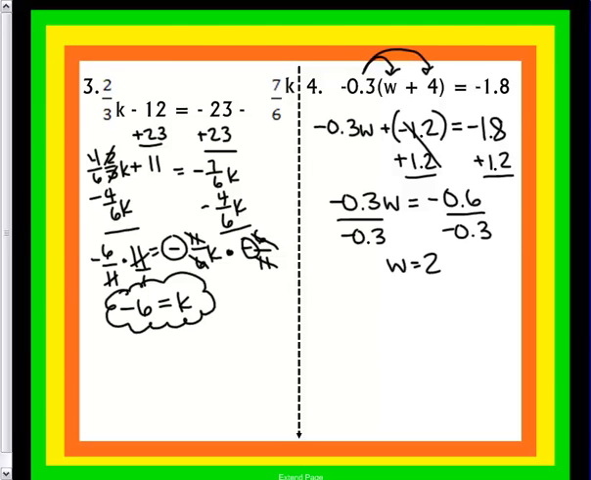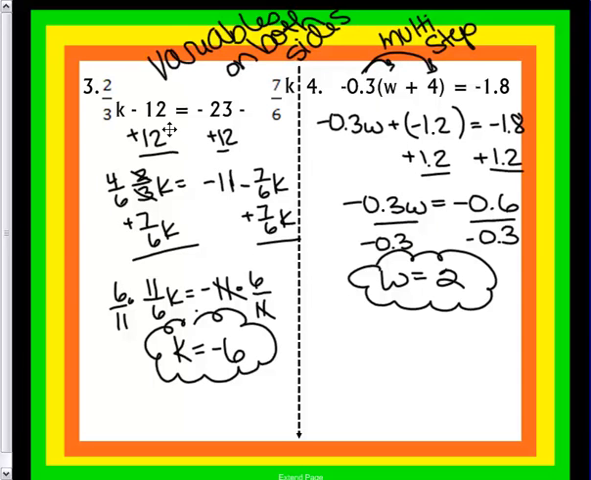Okay, so if I look at another way to do this with the variables on both sides, I could have added the 12 first and gotten negative 11 minus 7/6k, and added the 7/6k over here and gotten a positive 11/6k on this side. Either way you do it, notice that my k equals a negative 6. So regardless, it's the same thing. So when we're doing these, if you need more practice, these are the variables on both sides, and these are the multi-step equation problems that we're working in.